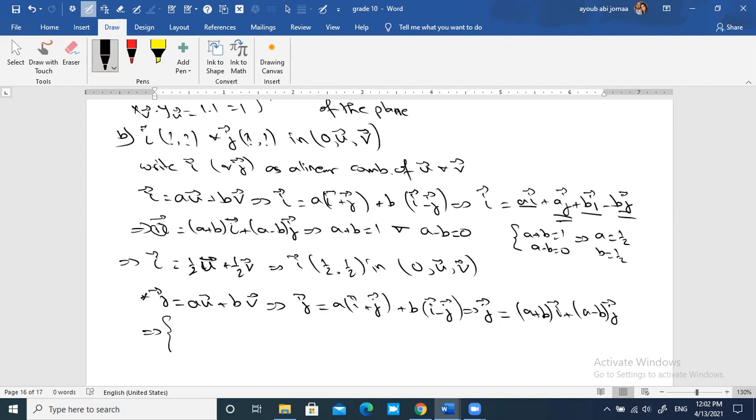Then the system you will get: coefficients of I, A plus B here, and 0 on the left side. So A plus B equals 0. And in this one, A minus B is equal to 1. Add. Then A will be equal to half and B will be equal to negative half. So vector J will have the components half, negative half in the system O, U, V.